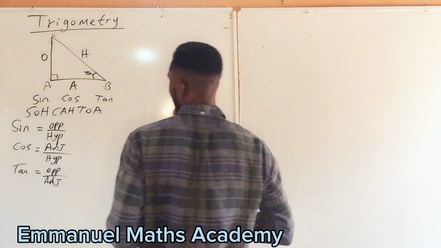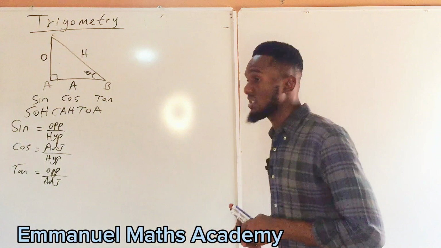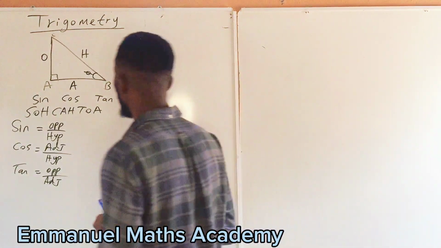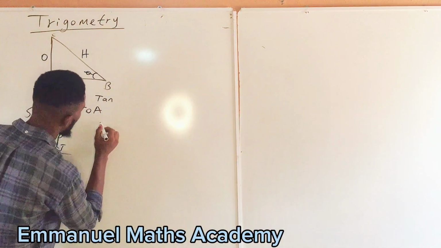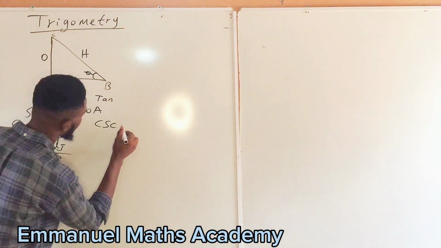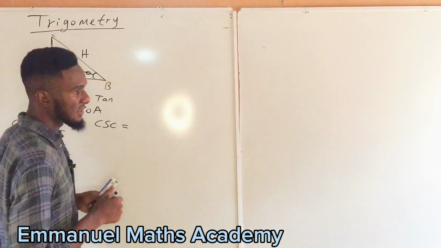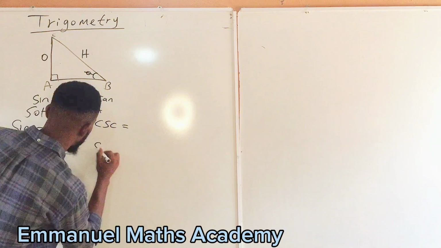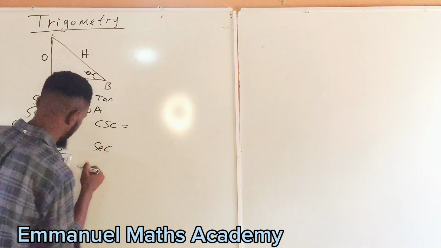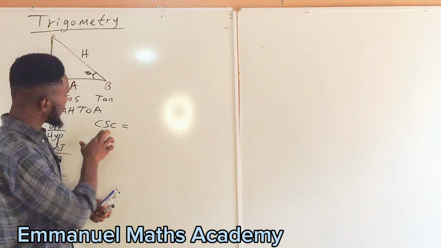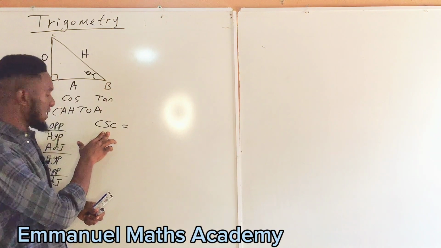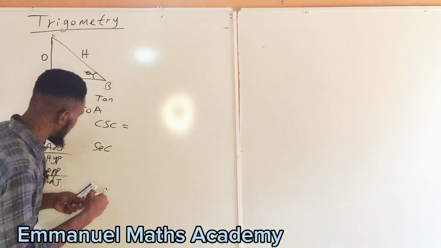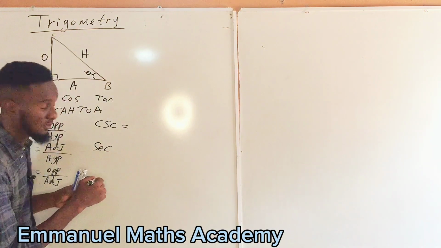Now, these three trigonometric ratios have reciprocals, right? And the reciprocals are cosec and sec. This cosec is actually in full cosecant, and this is actually secant. We also have cotangent, which is also in short form called cot.